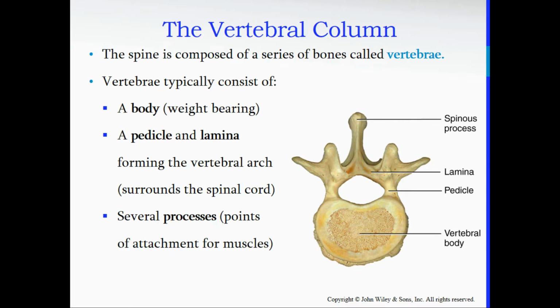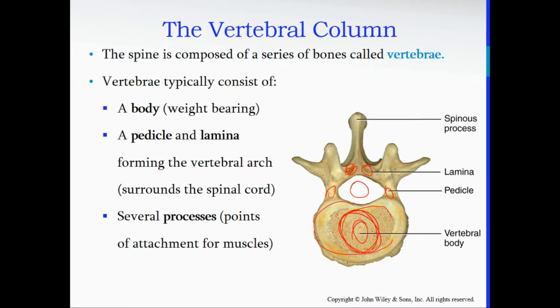My pen isn't writing. There it goes. There, I circled it quite a bit. The pedicle and lamina forming the vertebral arch that surrounds the spinal cord. So this small section here and here are the pedicle, and the lamina are the back portions here and here. And they together, all of them, will surround the spinal cord, which is going to go down this big gap right there. And then there will be several processes.